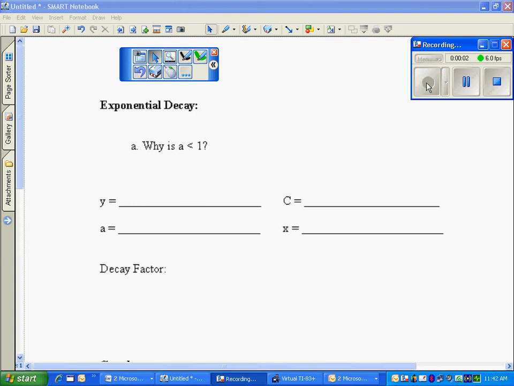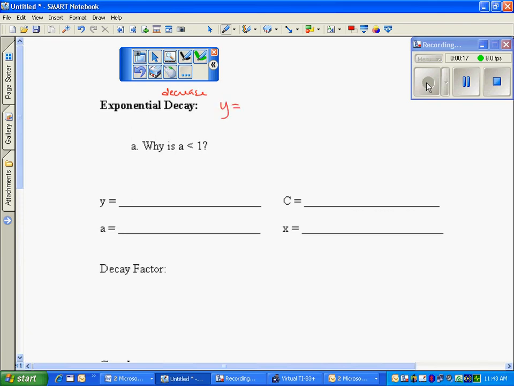Now we have exponential decay. Decay is opposite of growth. We are not increasing. Decay means that we are going to decrease or lose population. The form for exponential decay is still the initial c, base a to the x.